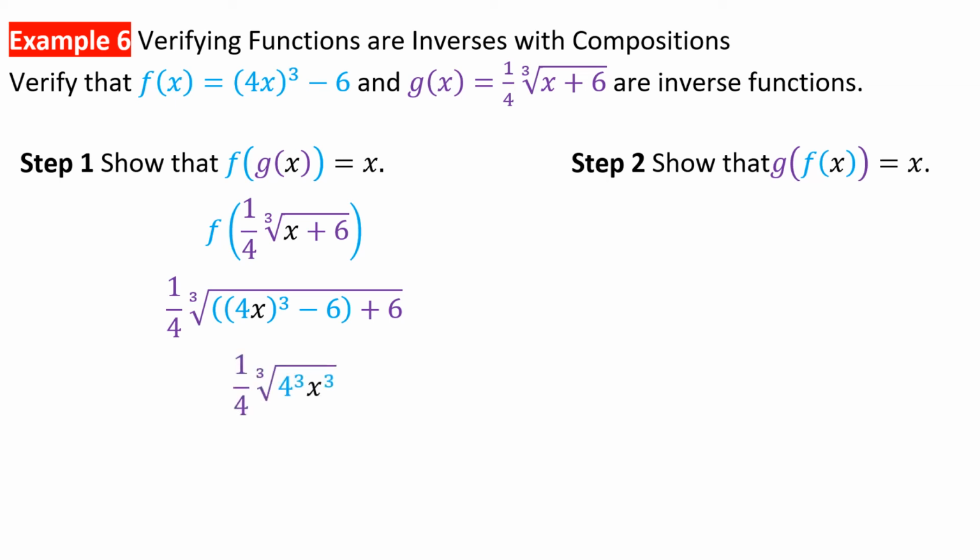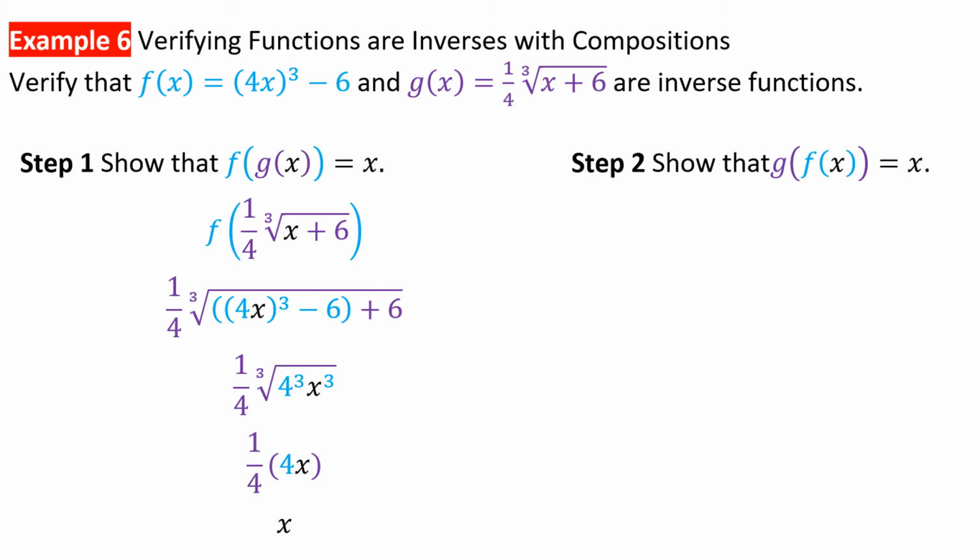So inside the parentheses, we have 4x all cubed. That could be 4 cubed times x cubed, and the negative 6 plus 6 go away, and so we come to this step. What do we do next? We take the cube root of 4 cubed and the cube root of x cubed, and then we're going to multiply 1/4 times 4. That's going to give us just 1x, and so sure enough, f of g of x leads us back to x.